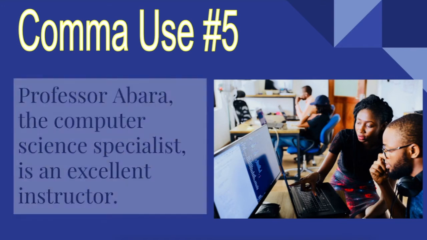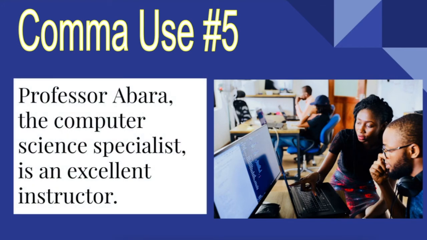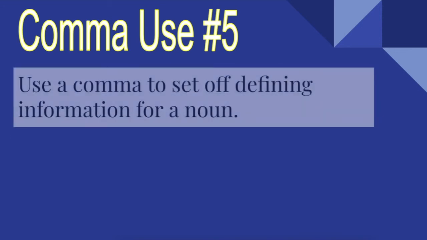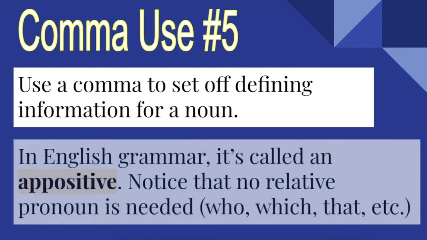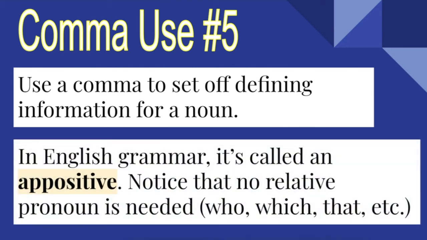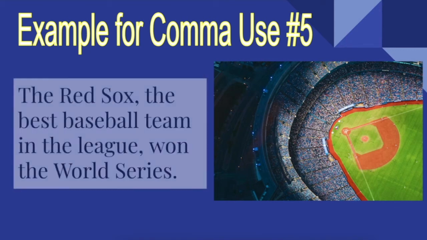Comma use number 5. Professor Abara, the computer science specialist, is an excellent instructor. So this almost looks the same as the one before, but notice that there's no relative pronoun. Who, that, whose. Use a comma to set off defining information for a noun. In English grammar, this is called an appositive. Notice that no relative pronoun is needed. Who, which, that, etc.